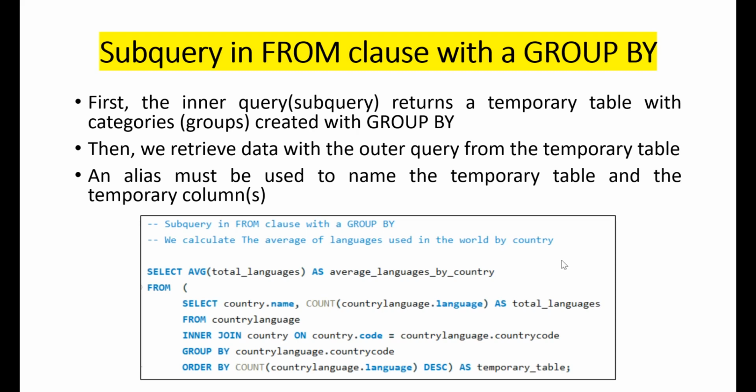Here we have an example. We calculate the average of languages used in the world by country. So in this example, we have 2 tables. We have the country table and we have the languages table. The first thing that we have to do using the subquery is to count the total languages in each country, and we give it a name as total languages. Then we calculate the average using this temporary table, and we will see that later on in the hands-on.